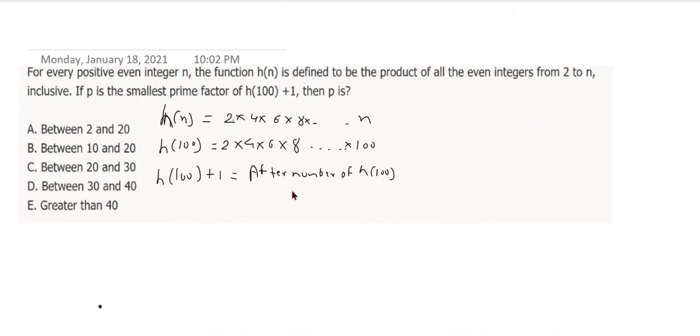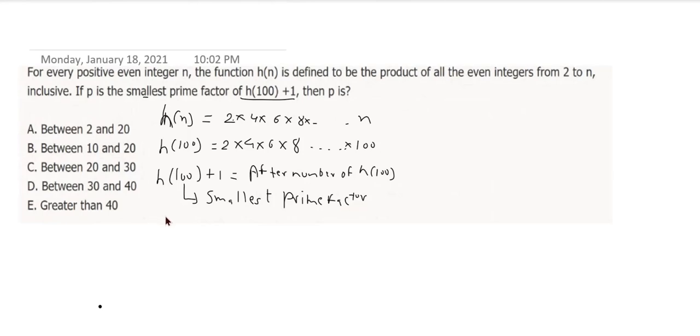Now let's go back to the question and see what is asked. It says that if p is the smallest prime factor of h(100) plus 1, we are not talking about h(100). We are talking about the smallest prime factor of the number next to it. The choices are between 10 and 20, so you have to evaluate the smallest prime factor of the number next to h(100).